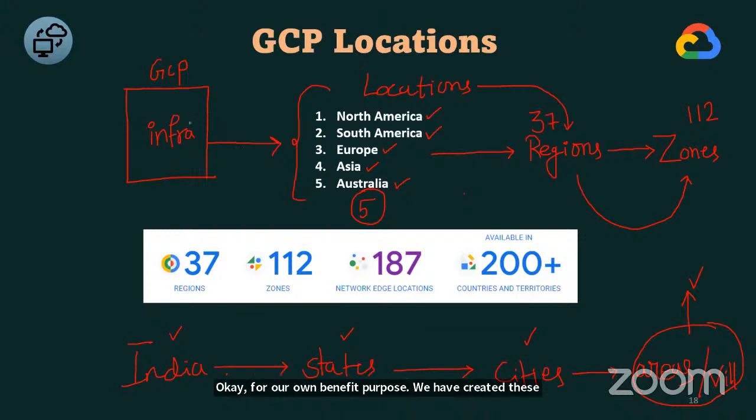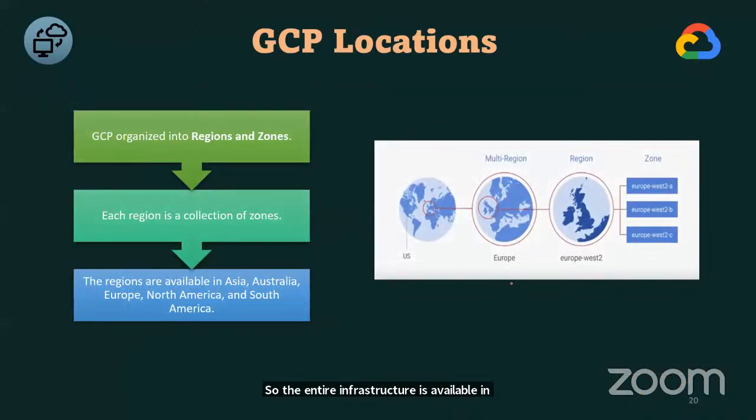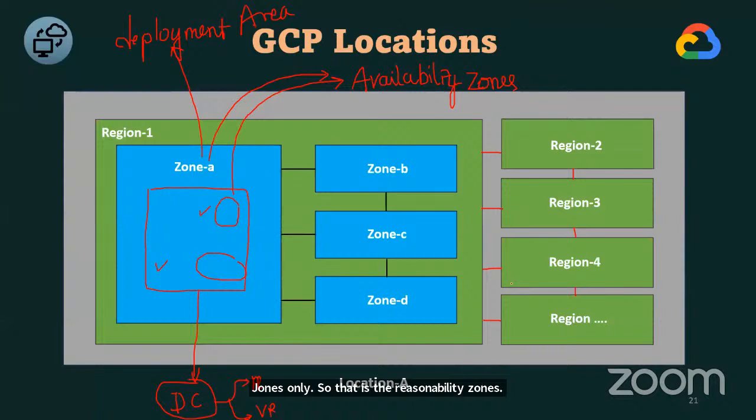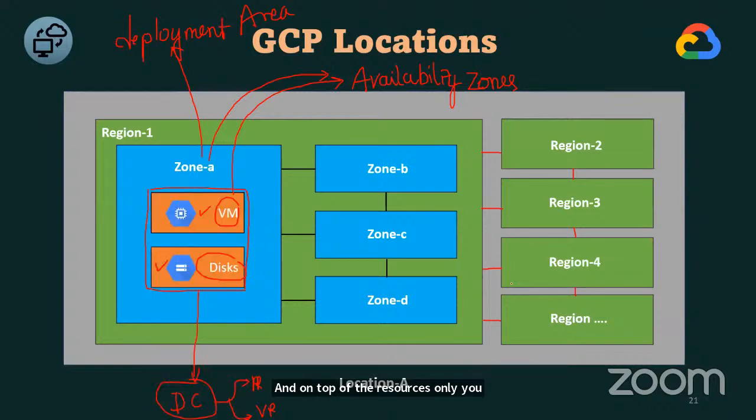Similarly, Google's infrastructure is there in the locations. Where in the locations? In the regions. Where in the regions? In the zones. So the entire infrastructure is available in the zones only. That is the reason zones are called availability zones, because the entire resources are available here. And on top of the resources only, you are going to do the deployment. So zones are also called a deployment area.